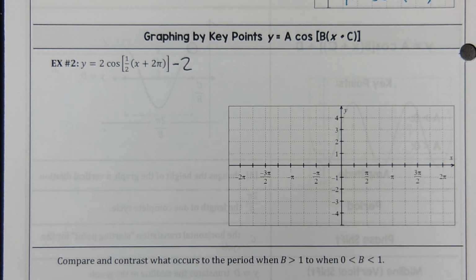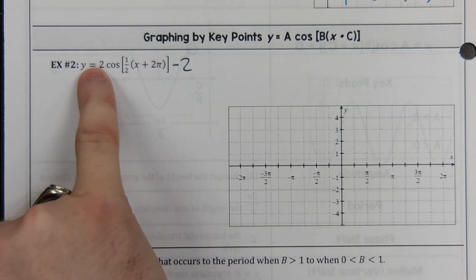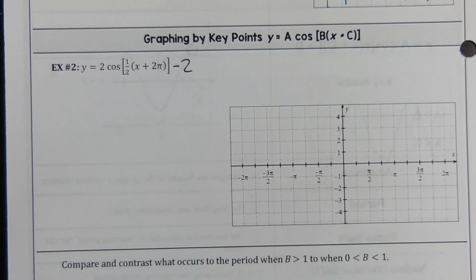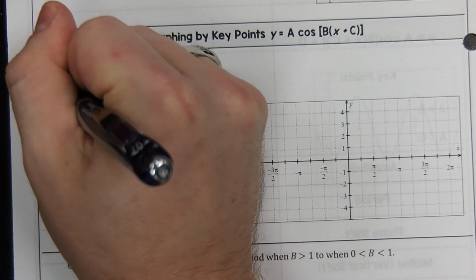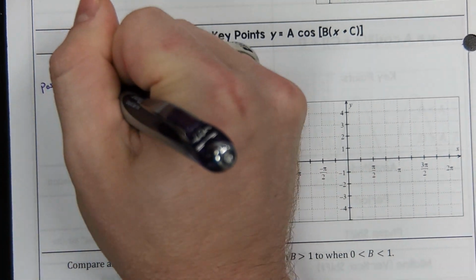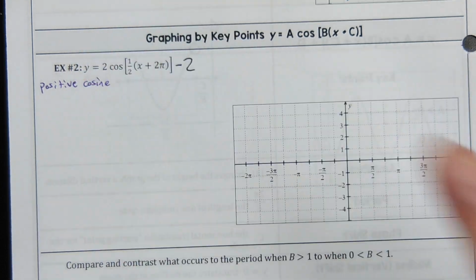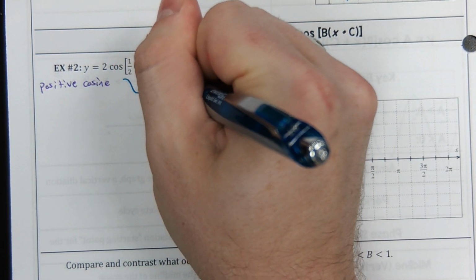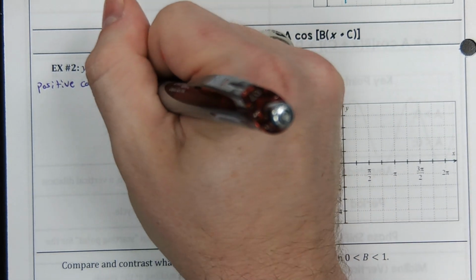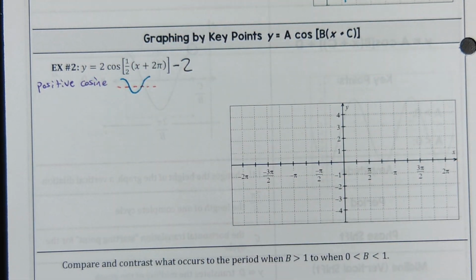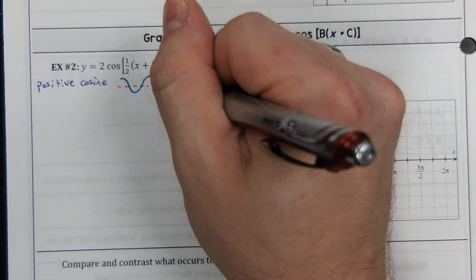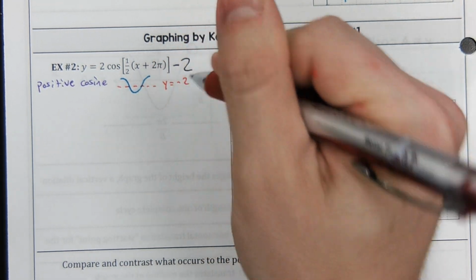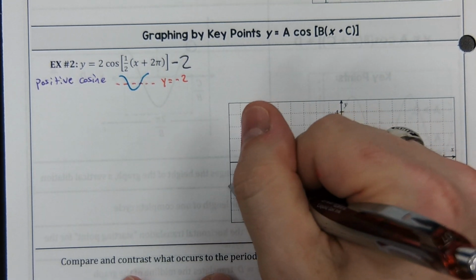Nothing changes. The first thing I would do is decide on the shape of this graph, and what I see is a positive cosine wave. Positive cosine waves look like this. They begin at a maximum. My midline, because we altered the question, is now at -2. So let's throw that on there.